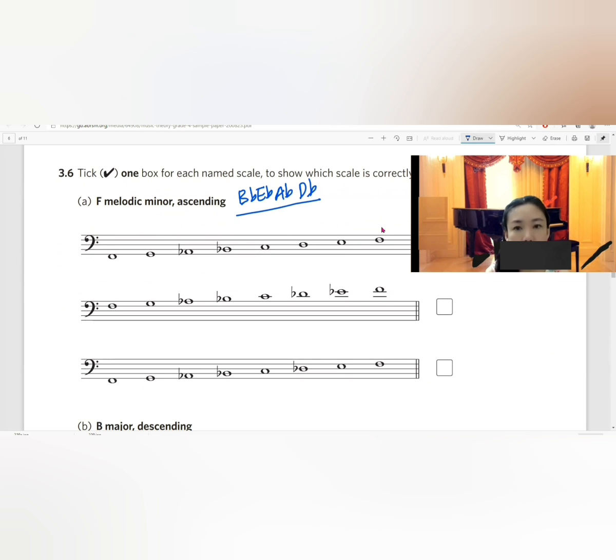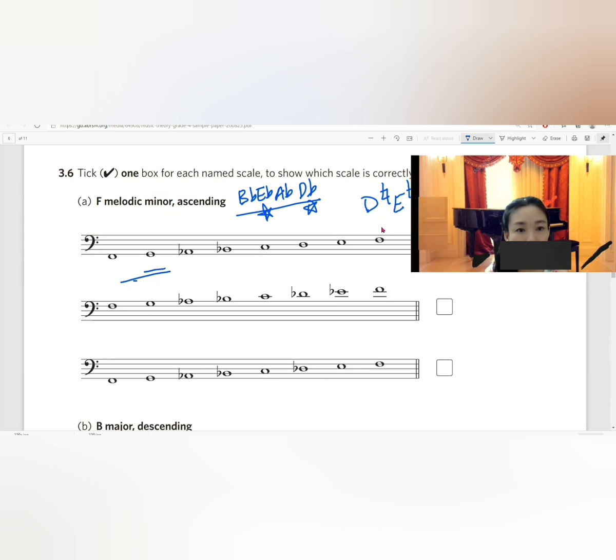For melodic minor, we need to raise the 6th and 7th note in ascending. So in F minor, the scale is F, G, A, B, C, D, and E. The 6th and 7th notes are D and E. D and E originally have flats. Now you need to raise them, so they should be natural. In descending, you don't need to raise anything, so D and E go back to flat.